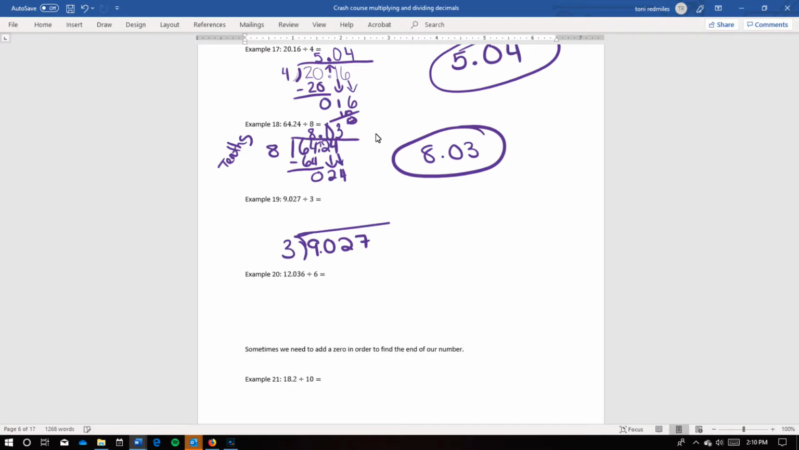All right, 3 goes into 9 3 times. Drop down the 0. Got to put that decimal in. 3 goes into the 0 0 times. Drop down another digit. 3 goes into 2 0 times because it can't go into it. But it gets me above this thousandths place so that I can say it goes into 27 9 times.